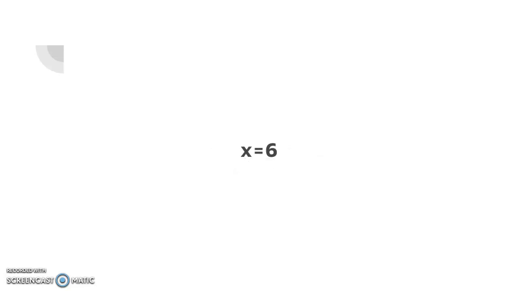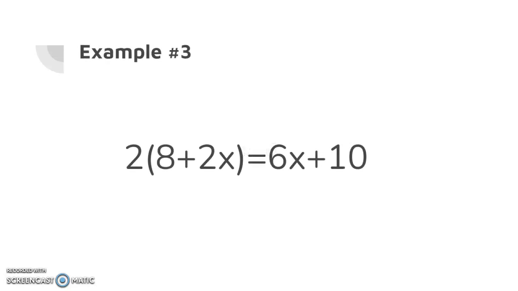Perfect. Okay, and I do believe we have one more example before we do the formulas, like the point slope formula, so let's tackle that one. So, example 3. We have 2 parentheses 8 plus 2x equals 6x plus 10. This has a few more steps, but again, same general idea. So, if you remember in middle school, I believe, we learned about PEMDAS. It's coming back again. It doesn't stop after middle school.